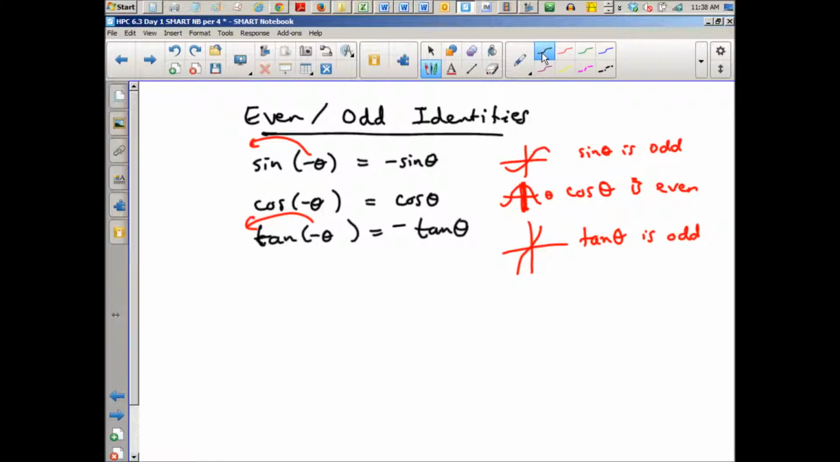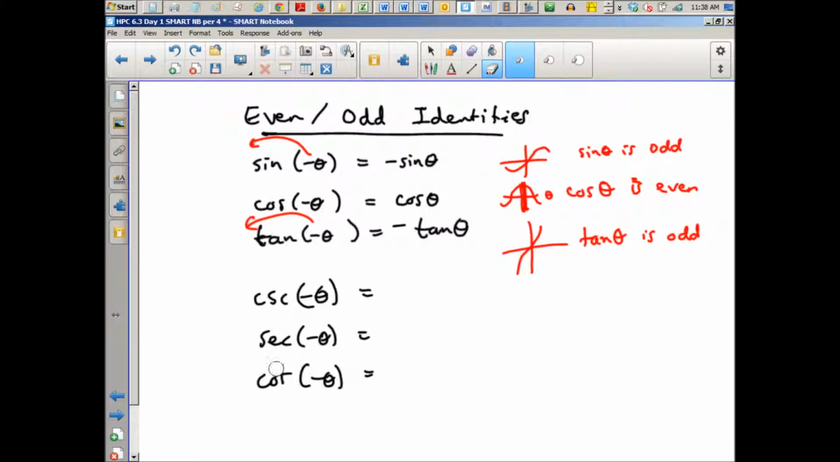Let's talk about the three reciprocal guys. So what about cosecant of negative theta, secant of negative theta, and cotangent of negative theta? What should we do with these? Do we erase their negatives? Do we move their negative out front? Well, it turns out you do the same thing with these three that you do with their reciprocals up above.